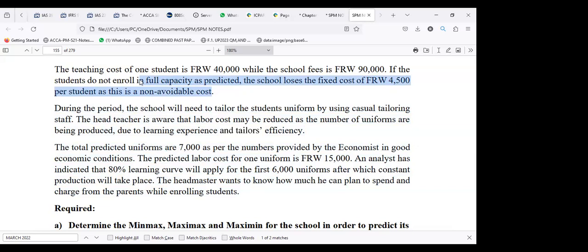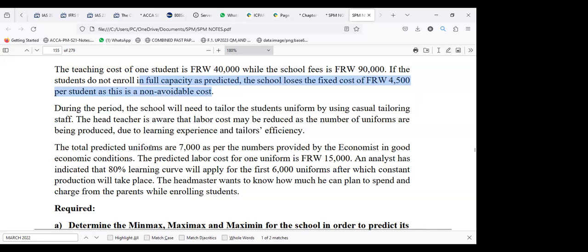The head teacher is aware that labor cost may be reduced as the number of uniforms being produced increases, due to learning experience and tailors' efficiency. She's aware of how people become better and cheaper with time as time goes by. So she's informed about that.